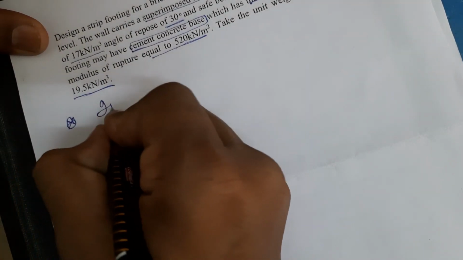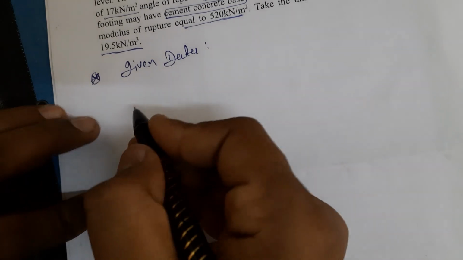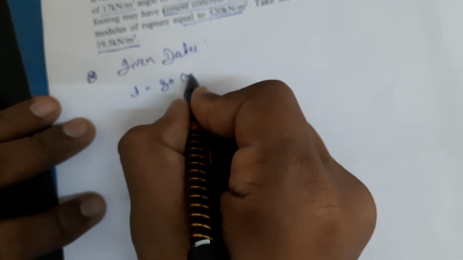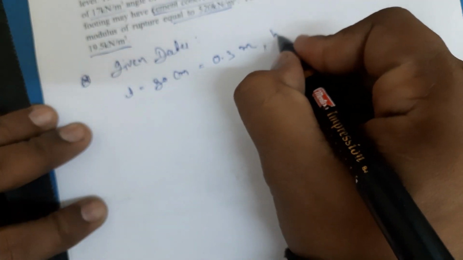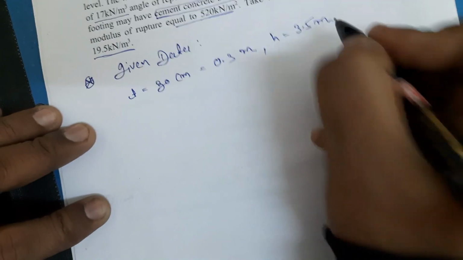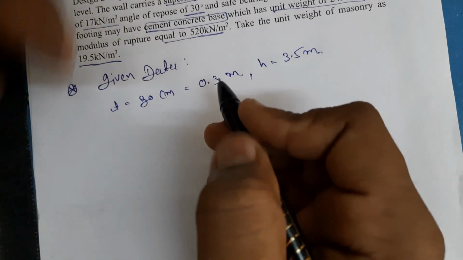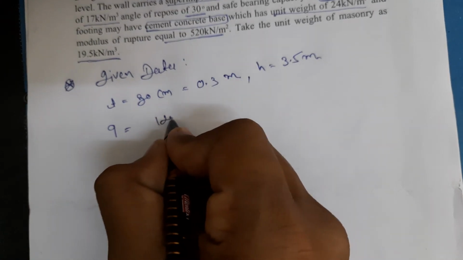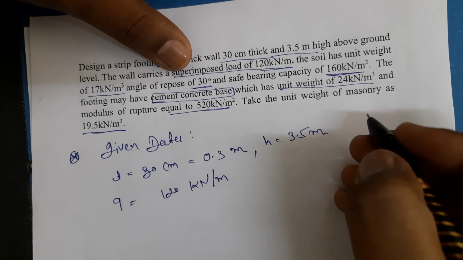So what is the first given data? First, the thickness of wall is equal to 30 centimeter, so 0.3 meter, and its height, small h, is 3.5 meter. It is the height of the wall. Now the superimposed load, Q, is equal to 120 kilonewton per meter. This data is for 1 meter length.